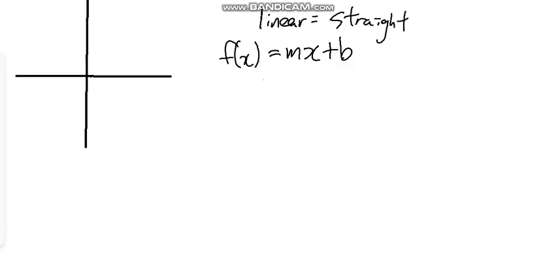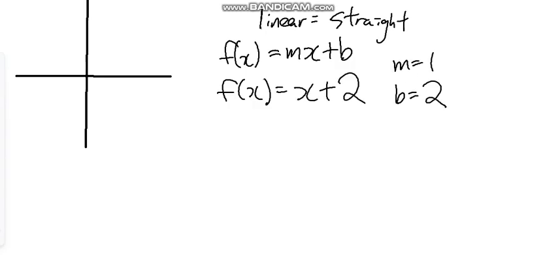b is the extra steps you take when you move your graph up or down. For example, if this was f(x) equals x plus 2, if m was 1 and b was 2, then you would move your graph 2 up. If this was your original graph, it would be this instead. Let's just say that straight, come on.